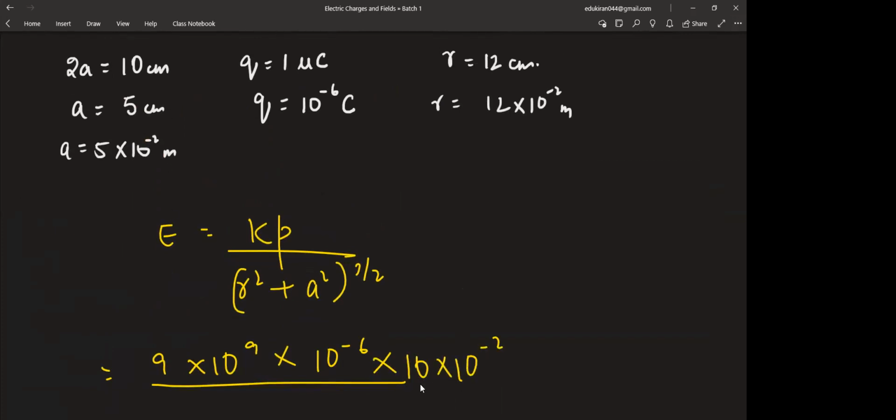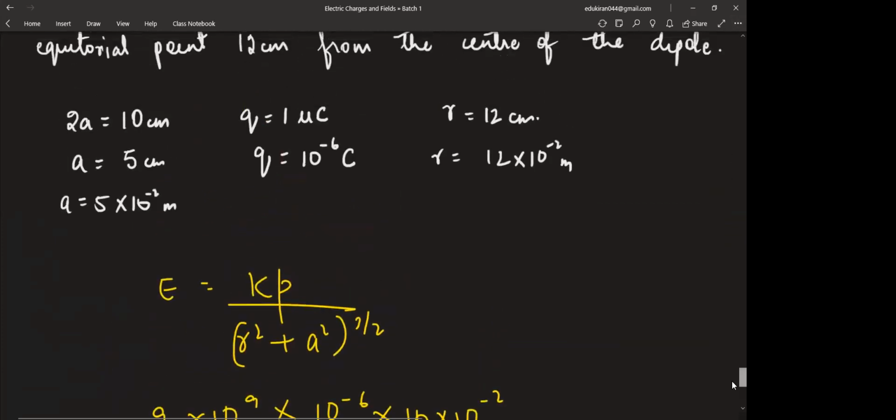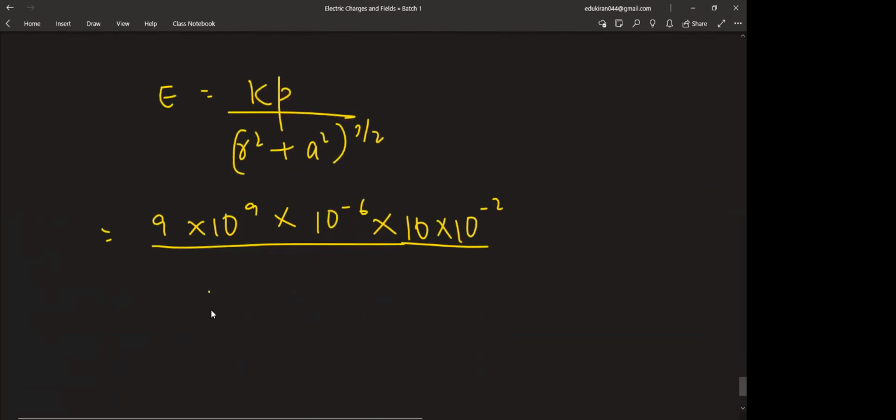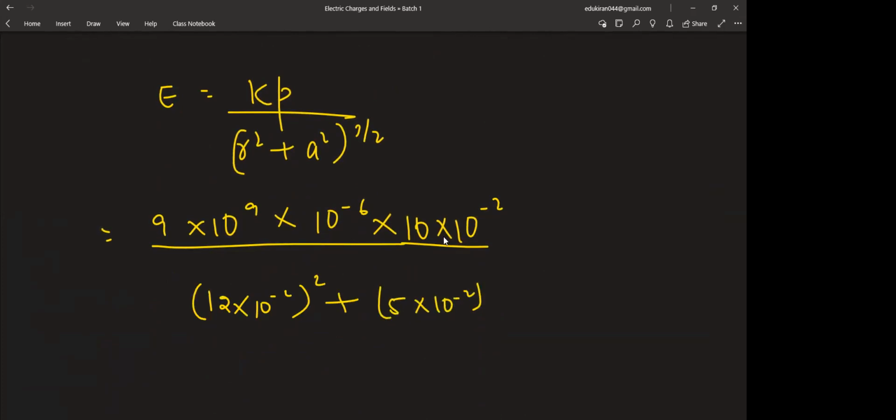So 10 into 10 to the power minus 2 divided by R square plus A square. What is R? R is 12 centimeters. So 12 into 10 to the power minus 2 whole square plus A is 5 into 10 to the power minus 2. See, if 2A is 10, then A will be 5 only, to the power 3 by 2. You'll solve this, you'll get your answer, and that completes the topic. Quickly write it and text me, done class.